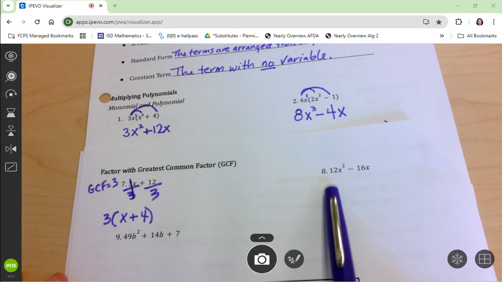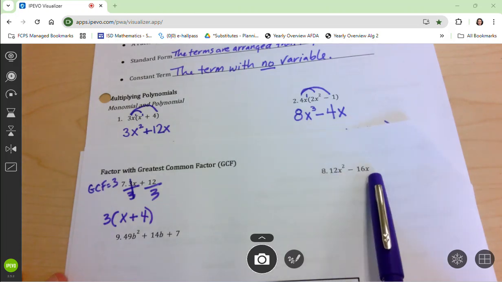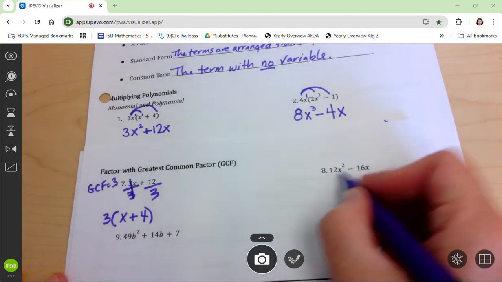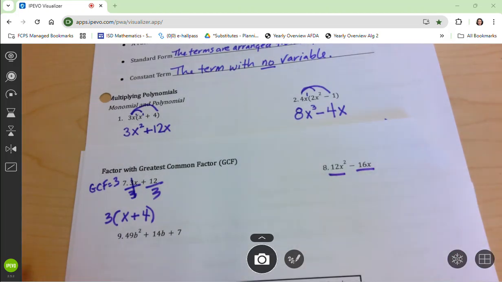In the second one, you will have a greatest common factor that's a number, but notice that they both also have x. So in addition to factoring out a number, you're going to be able to factor out x. Take a minute and see if you can figure out the greatest common factor number, and then also divide by x. All right, guys, get this one down as your example. And then take this one.